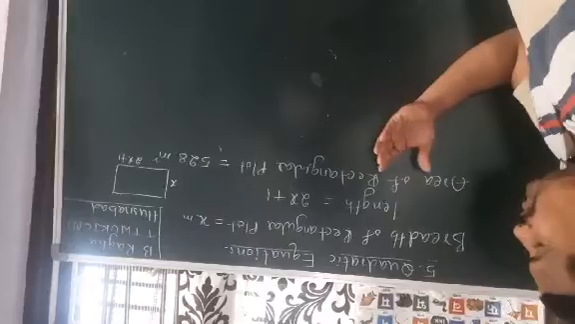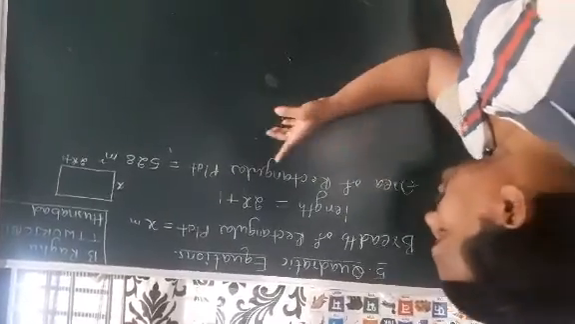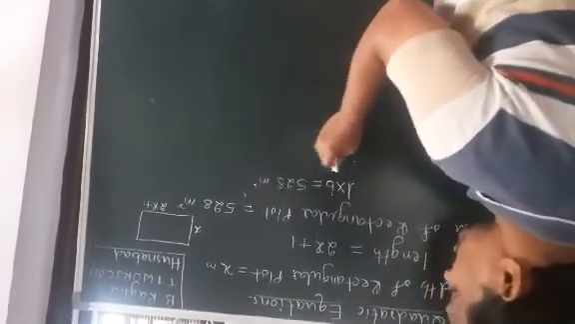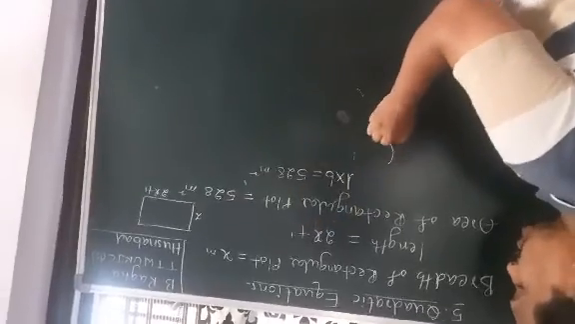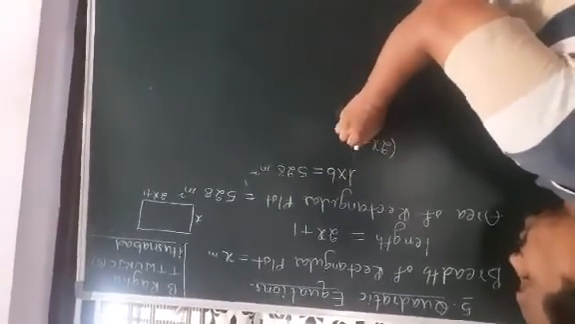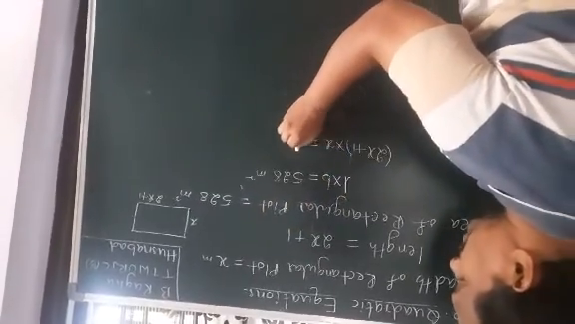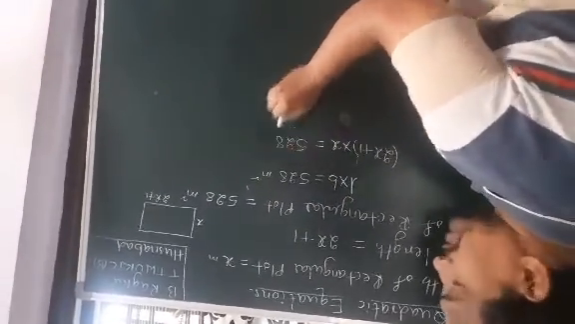So what is given? Area of the rectangular plot is 528 meters square. What is the area of a rectangle? The area formula of a rectangle is length into breadth. That is 528 meters square. What is the length? 2x plus 1. What is the breadth? x. So (2x plus 1) into x equal to 528.